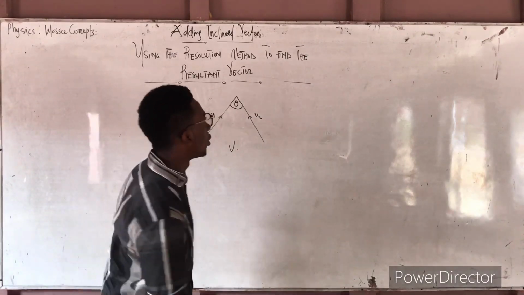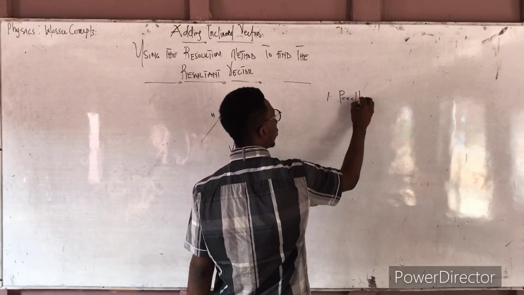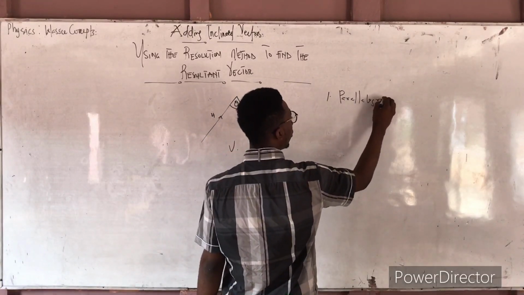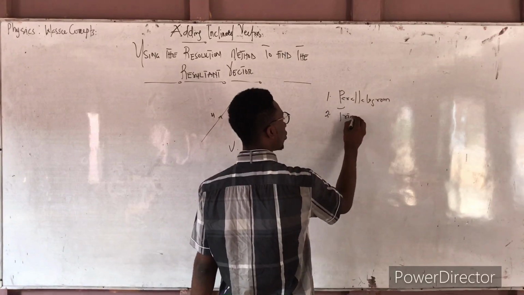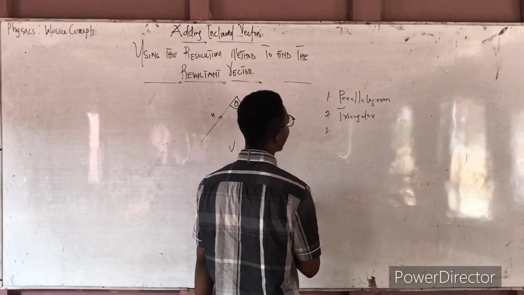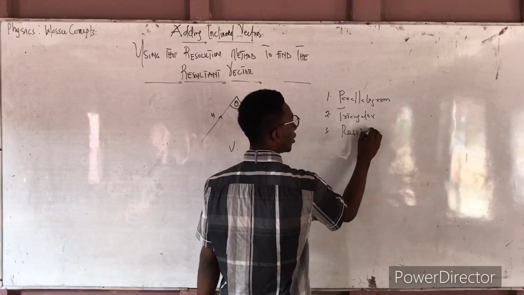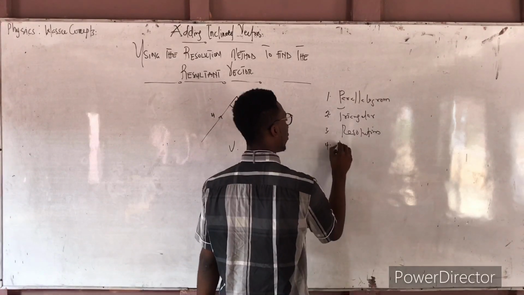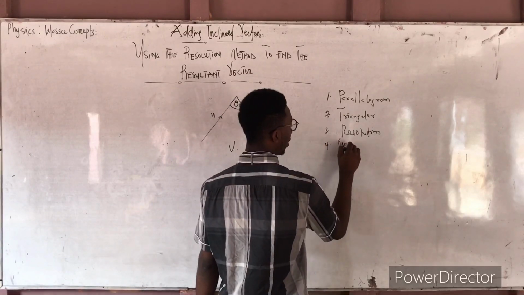Now we can find the resultant vector in many ways. We can find it by the parallelogram law concept, by the triangular law concept, by the resolution method, and also by the graphical method.